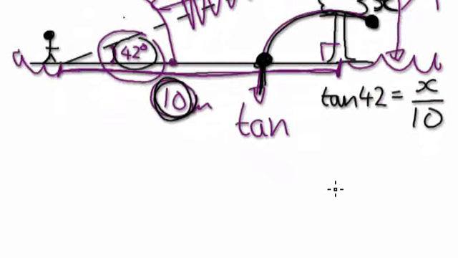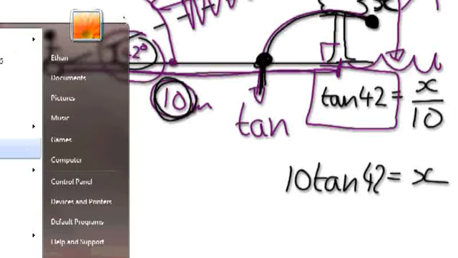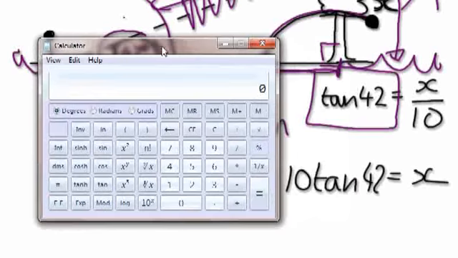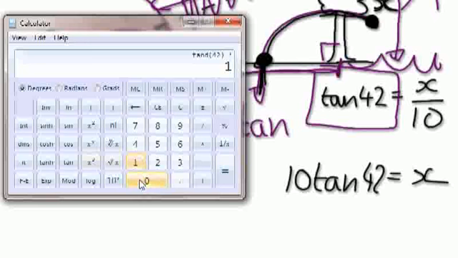Yeah. So now remember, tan 42 is just a number. So now somehow get x on its own. So you times 10 to both sides. So it would be 10 tan 42 equals x. Okay. Now if we bring up a calculator, hang on. So here, work out tan 42. Well, on my calculator, I have to press 42, and then tan it, and then times 10.